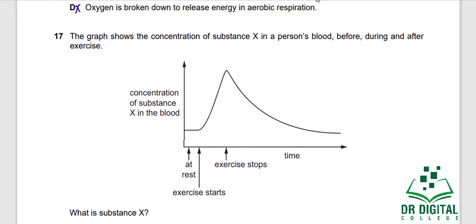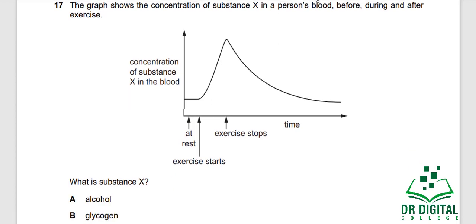In question 17, the graph shows the concentration of substance X in a person's blood before, during and after exercise. Okay, so on the x-axis the concentration of substance X in the blood is shown. Exercise starts after the rest, and exercise stops when the concentration of X is highest, and then it gradually decreases. What is substance X?